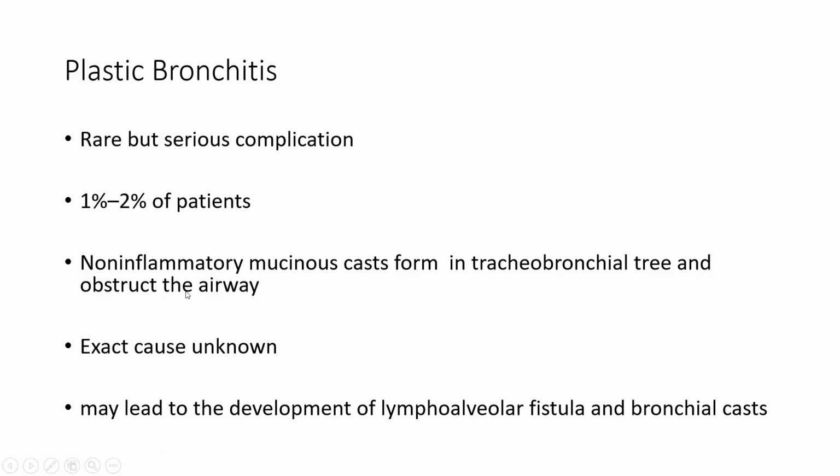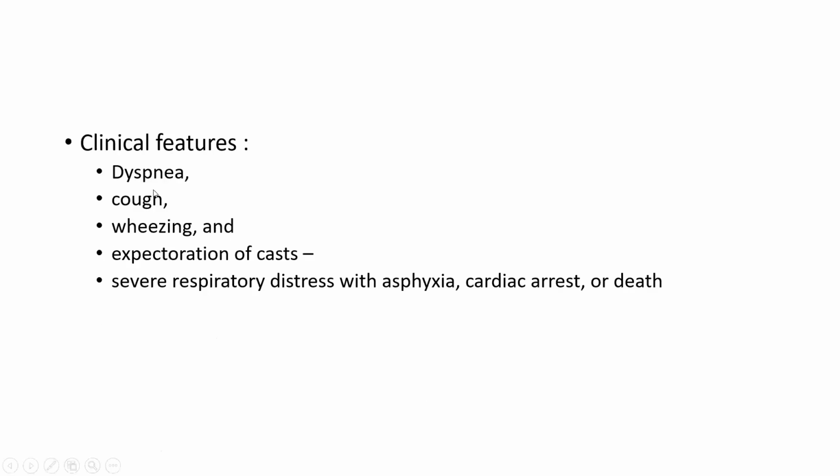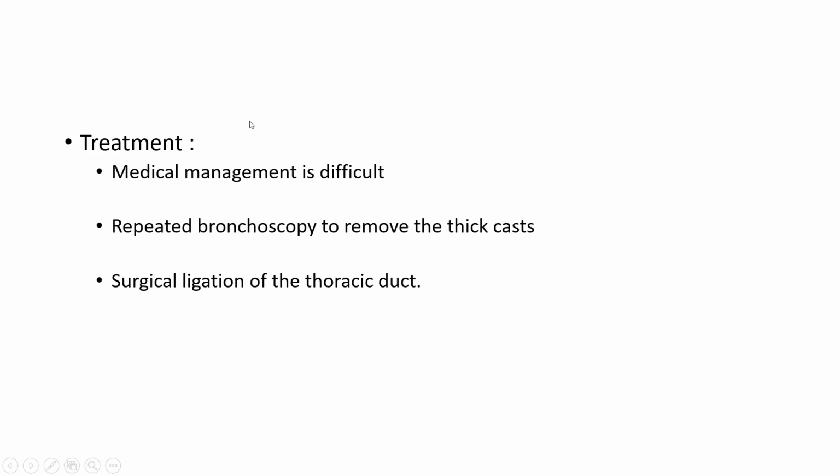In 1 to 2% of patients, non-inflammatory mucinous casts form in the tracheobronchial tree and obstruct the airway. The exact cause is unknown, and it may lead to development of lymphoalveolar fistula and bronchial cast. Because the lymph is stagnant in the bronchus, it forms a cast that causes obstruction, and this obstruction leads to complications. Clinical features are dyspnea, cough, wheezing, expectoration of the cast, and severe respiratory distress with asphyxia, cardiac arrest, and death can also be possible. Medical management is very difficult. Repeated bronchoscopy to remove the thick cast we have to do. Surgical ligation of the thoracic duct is ultimately the last resort.